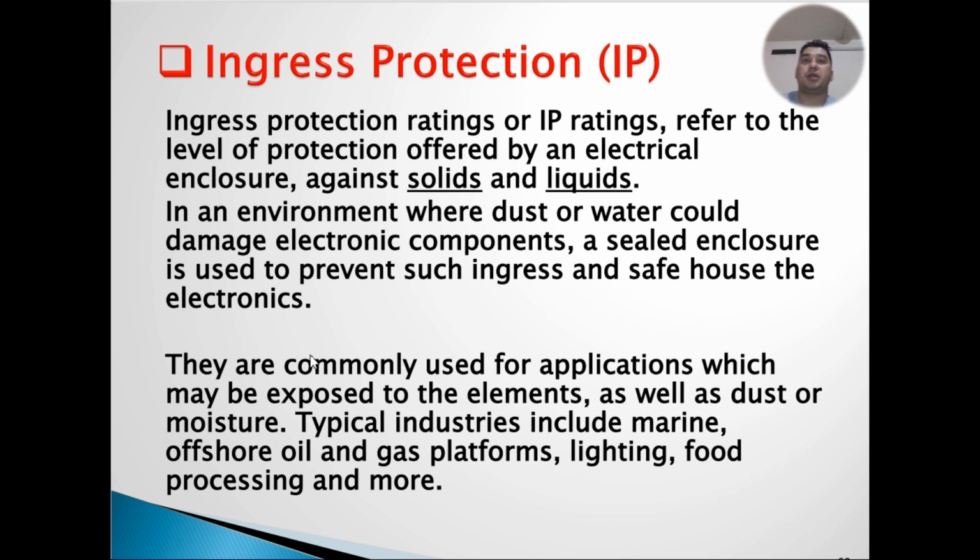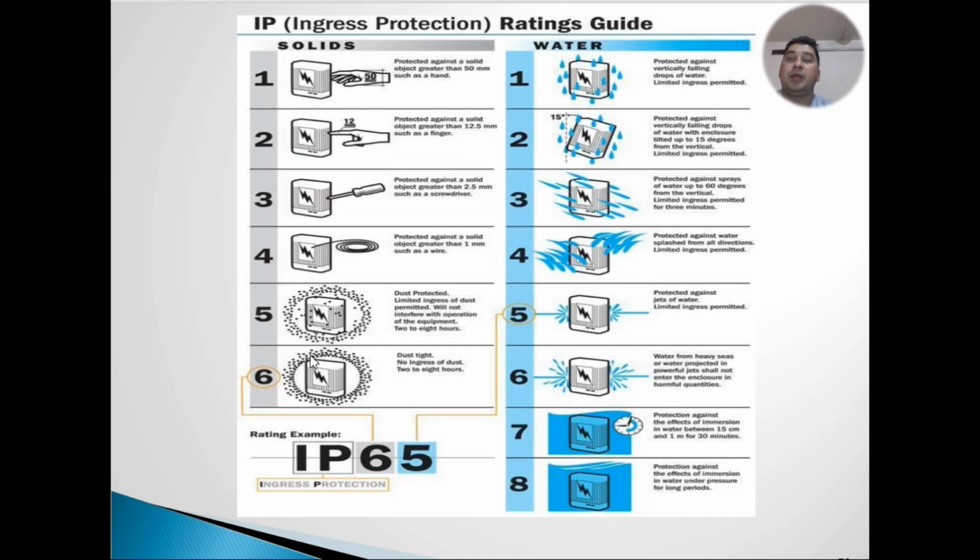Now, ingress protection, IP. Ingress protection rating, or IP rating, refers to the level of protection offered by an electrical enclosure against solids and liquids. In an environment where dust or water could damage electronic components, a sealed enclosure is used to prevent such ingress and safely house the electronics. So that can be used. Now you can see here the IP ingress protection ratings guide. This is for the solids.